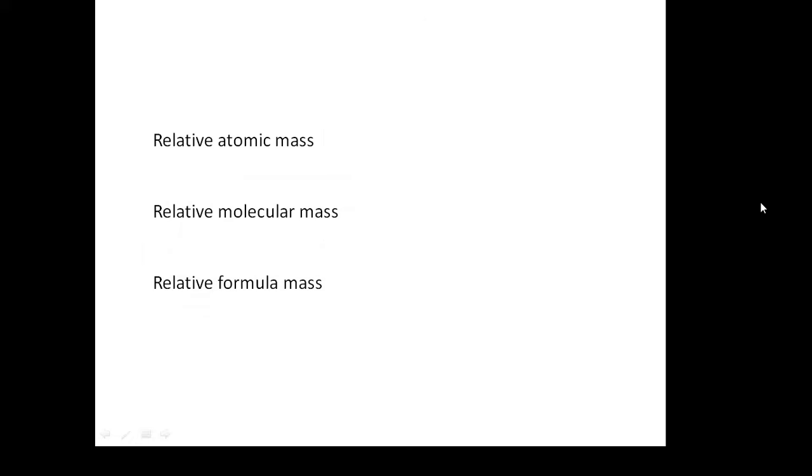So, in summary, relative atomic mass is how heavy an atom of an element is compared to a 12th of the mass of a carbon atom. The relative atomic mass. Relative molecular mass is for molecules, and relative formula mass is for ionic compounds.